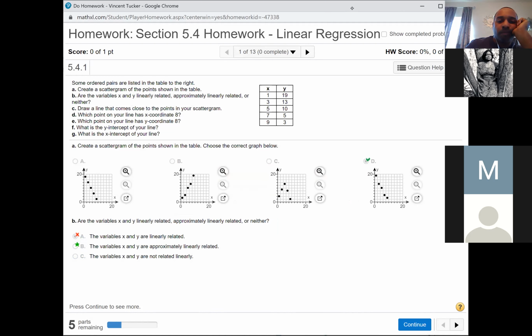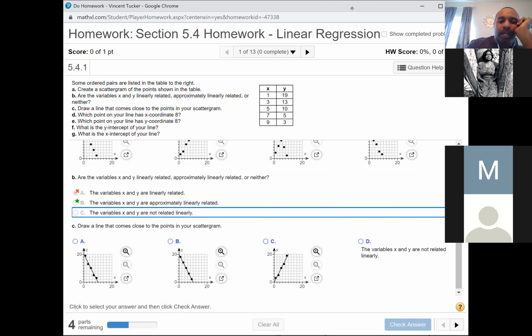So if you look at A, that would be exactly linearly related. And then C, if you look at how it's more like an arc or arch, that would have been not linearly related. Y'all see the difference? So B and D would have been approximately linearly related. A would have been linearly related, and C would have been not related linearly, if I can say it right, but y'all know what I mean. All right. Questions on the difference?